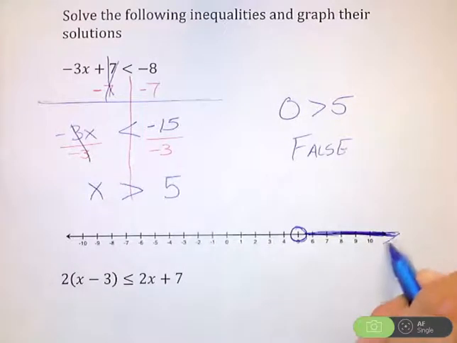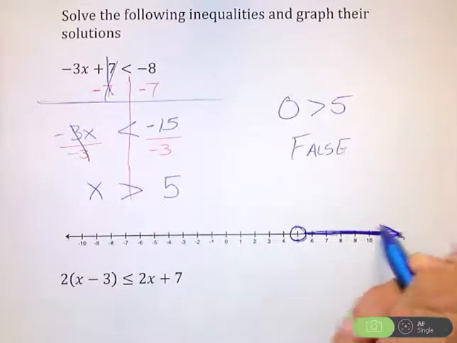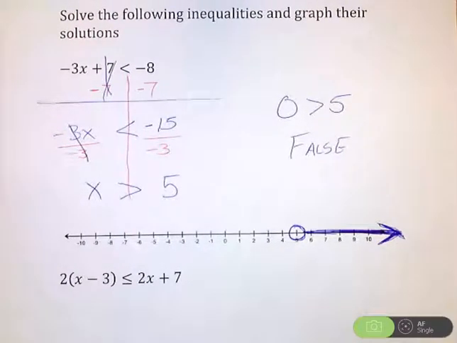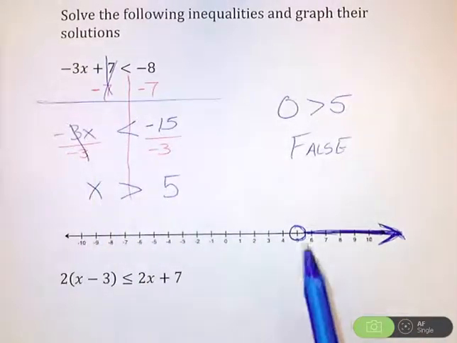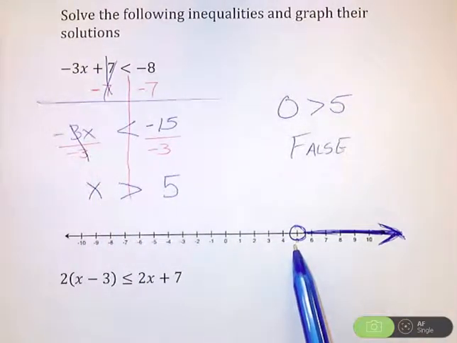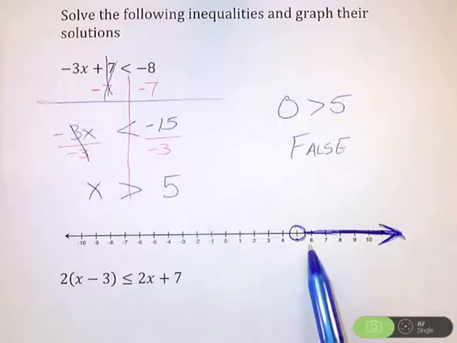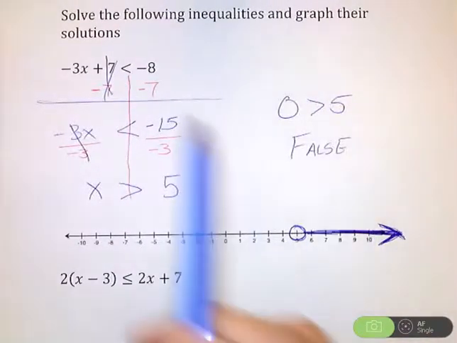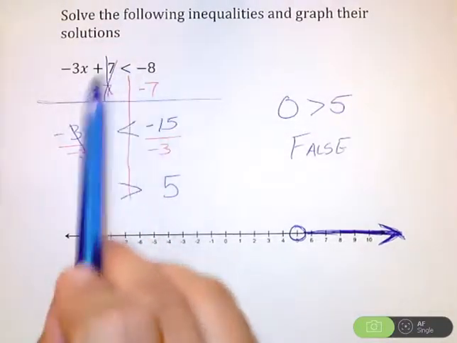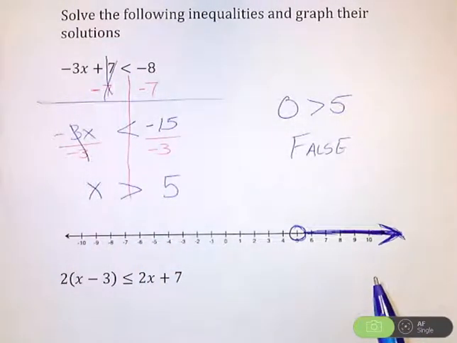Now, what does that all mean? It means anything that is shaded here is a solution to the original problem. So 5 is not a filled-in circle. So 5 wouldn't work, but 6, 7, 8, 9, 10, all those are in the shaded area. So if I took 9 and plugged it in, I'm going to get a true inequality. And it's going to happen for all of these numbers in this direction. Okay. So let's move on to another example.